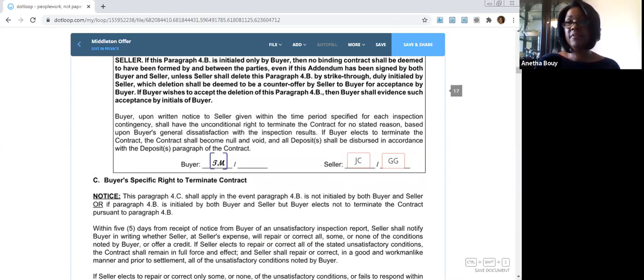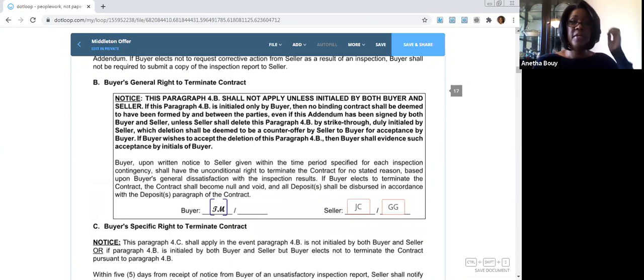Okay, now this part here, this 4B on the inspection addendum, I think it's necessary to make your seller aware of this, because the above portion of the inspection report just says that we're going to have an inspection by this date, within 10 days of the ratified contract.